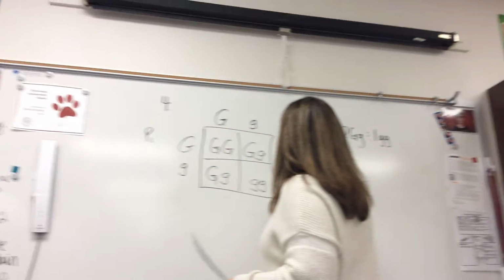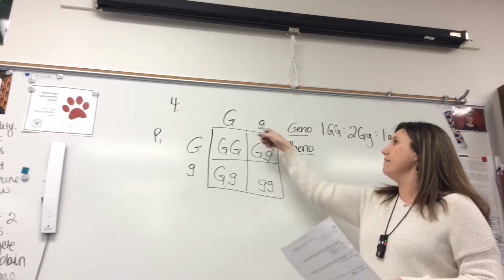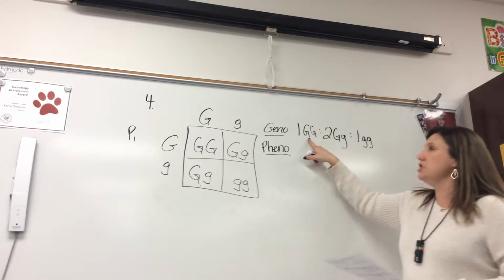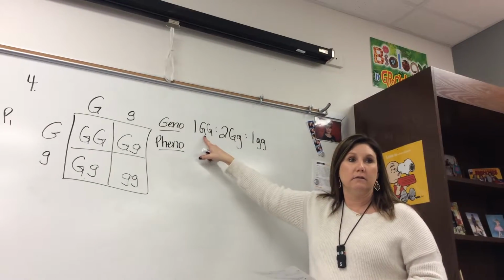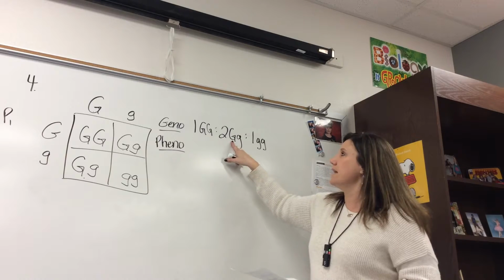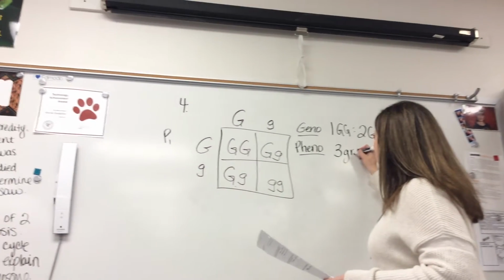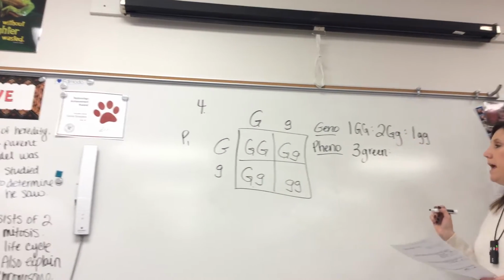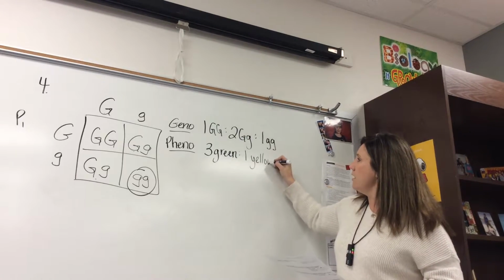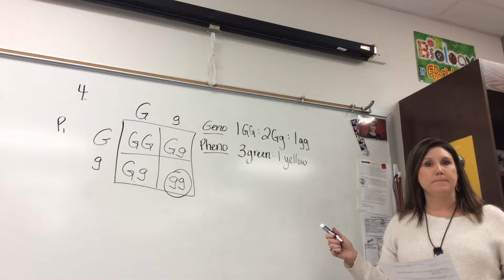Phenotypic ratio. Pheno means physical, the physical outward expression of the trait. What does that letter make the plant look like? Okay? So if it has big G, what color is it? Green. If it has big G, little g, what color is it? Green. So you add these together. So how many are predicted to be green? 3. So 3 are predicted to have green pod color. And this last little one right there, 1 is predicted to have yellow pod color because it doesn't have the capital G. Okay?